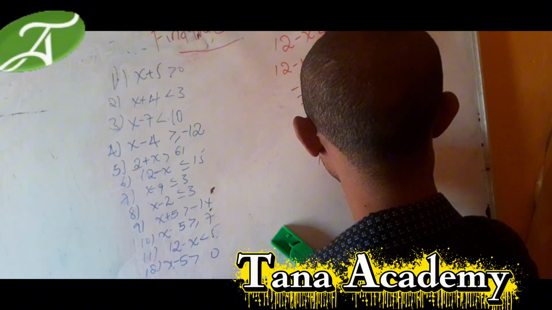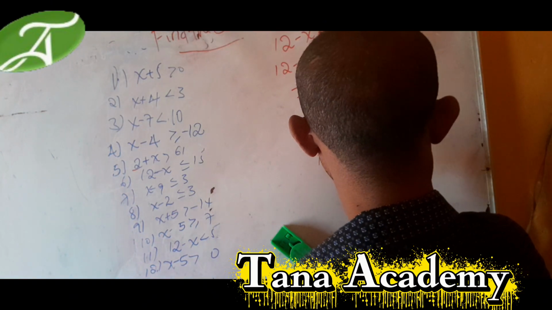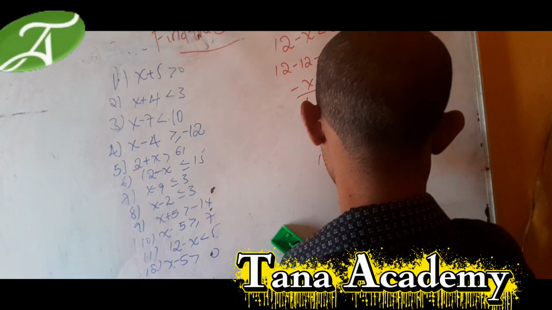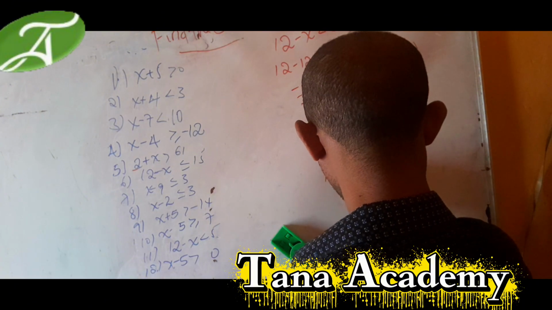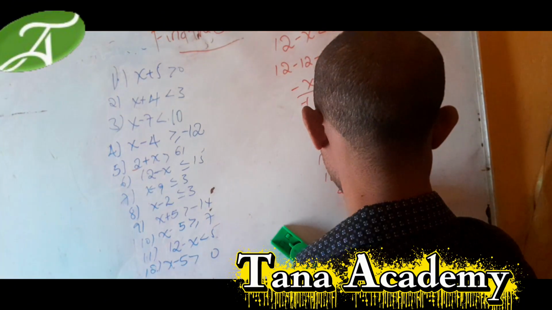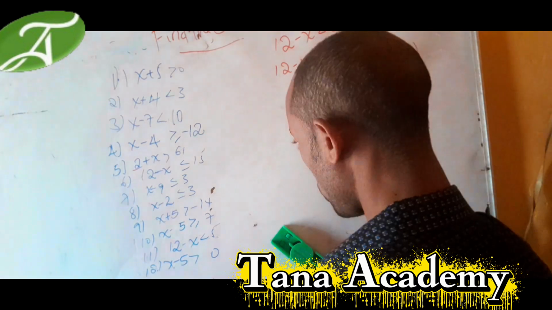12 minus x less than 5. Let's insert a number which is greater than 7, say 8. 12 minus 8 less than 5. 12 minus 8 becomes 4. 4 is less than 5. It is true.